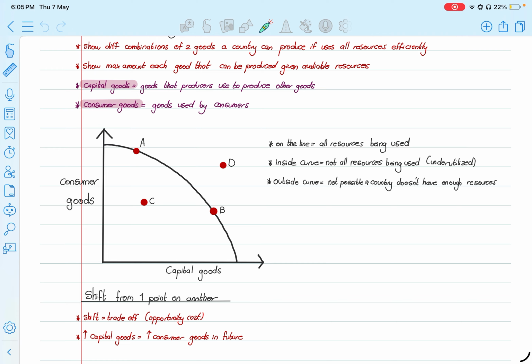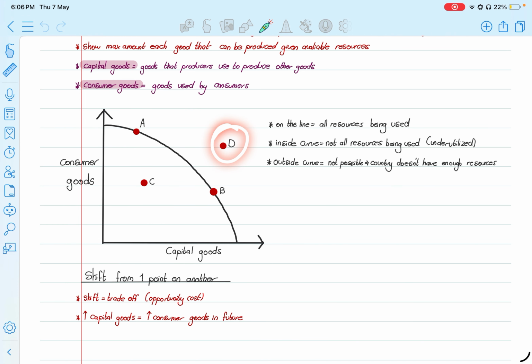Next, we've got the points. If it's inside the graph, like point C, not all resources are being used, so it's underutilized, which means you do have spare capacity. This is important for a chapter later on. If it's anywhere on the line, then all your resources are being used, efficiently or not. The only way to produce more is to get more resources or grow, which we'll see later on.